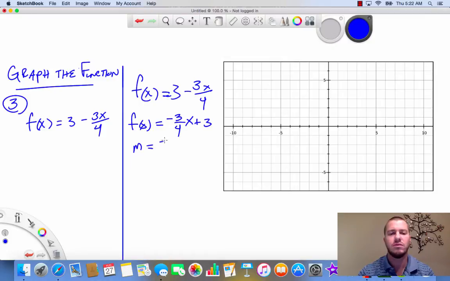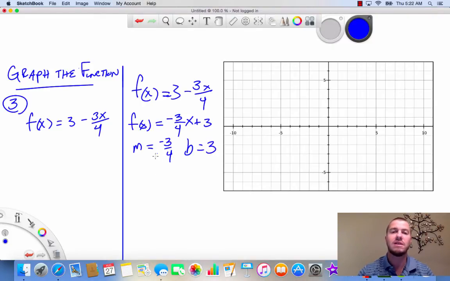M is equal to negative 3 over 4. B is equal to positive 3. So the M is the slope, the B is the y-intercept. So a couple things I want to talk about here.